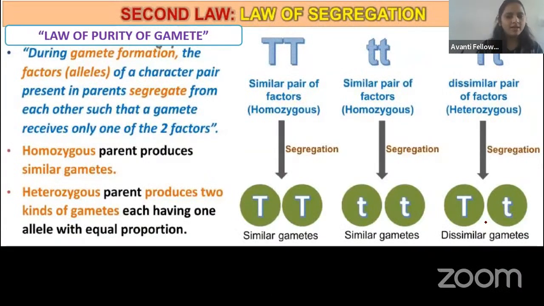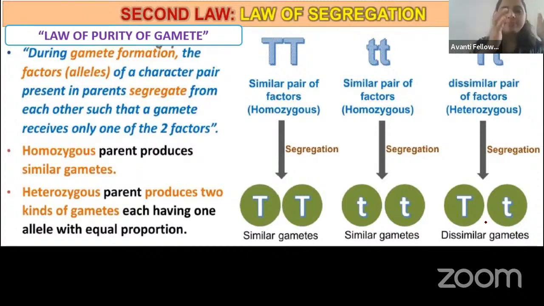Let us go to the law of segregation. That is the second law of Mendel. Always remember, guys, the law of segregation. We also call it the law of purity of the gametes. So let us see what that is. During gamete formation, what will happen, guys? The gametes will segregate independently.